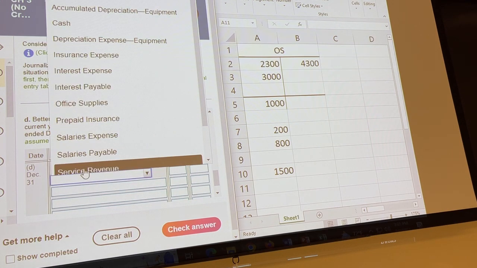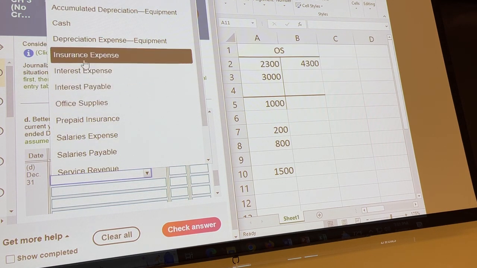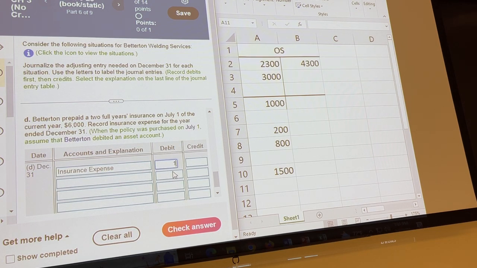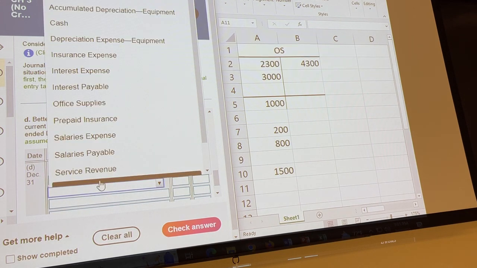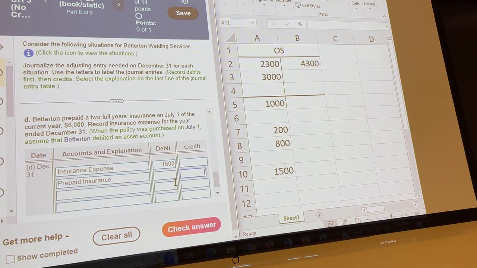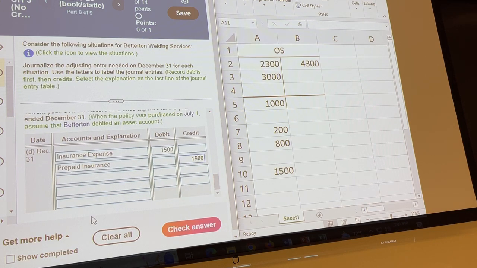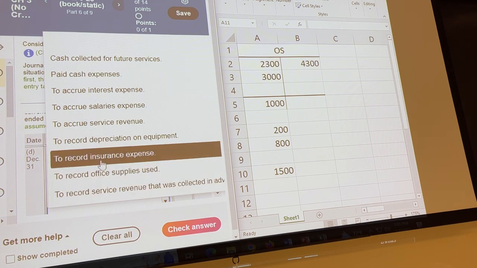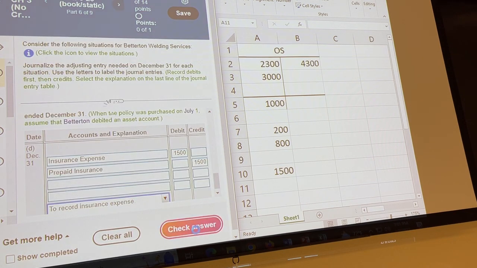So insurance expense would be the account we debit, $1,500. And we will credit prepaid insurance to reduce the amount that's shown as an asset on the balance sheet, 1,500. And at the bottom, we put to record insurance expense.